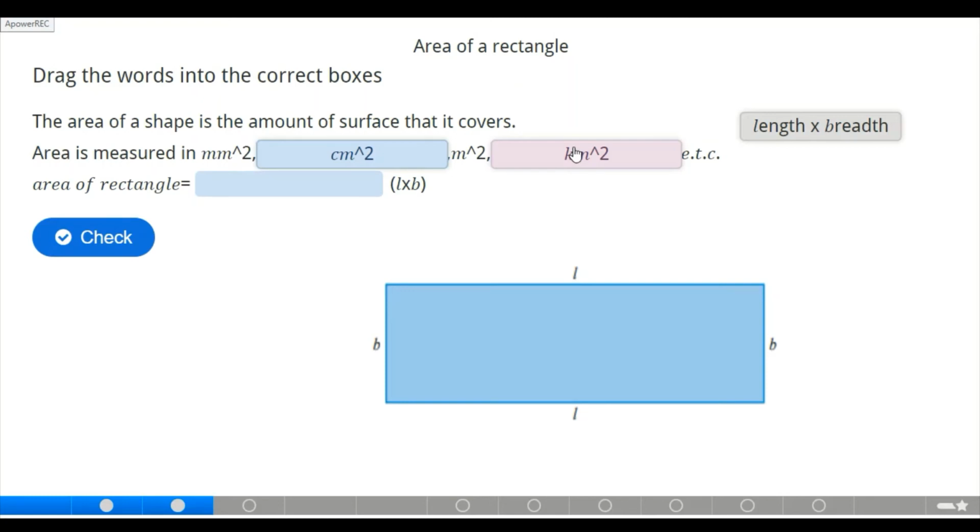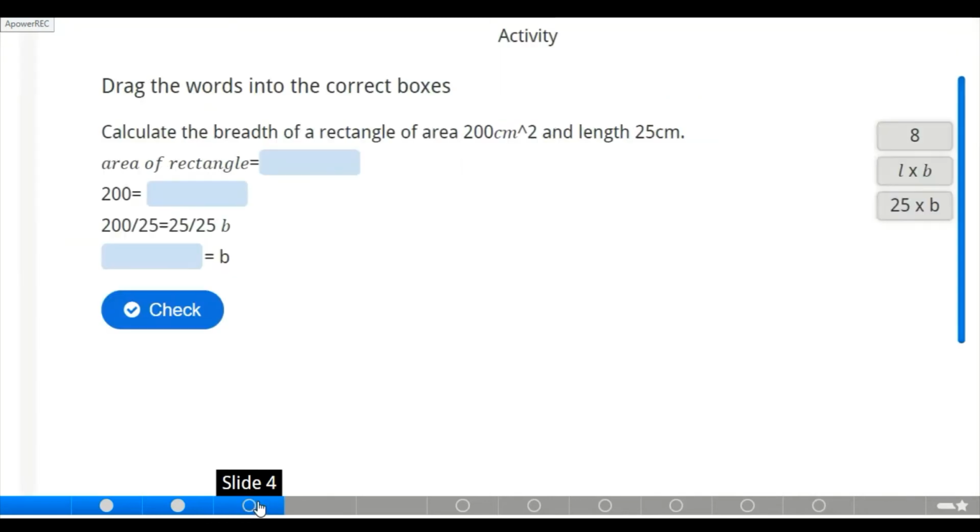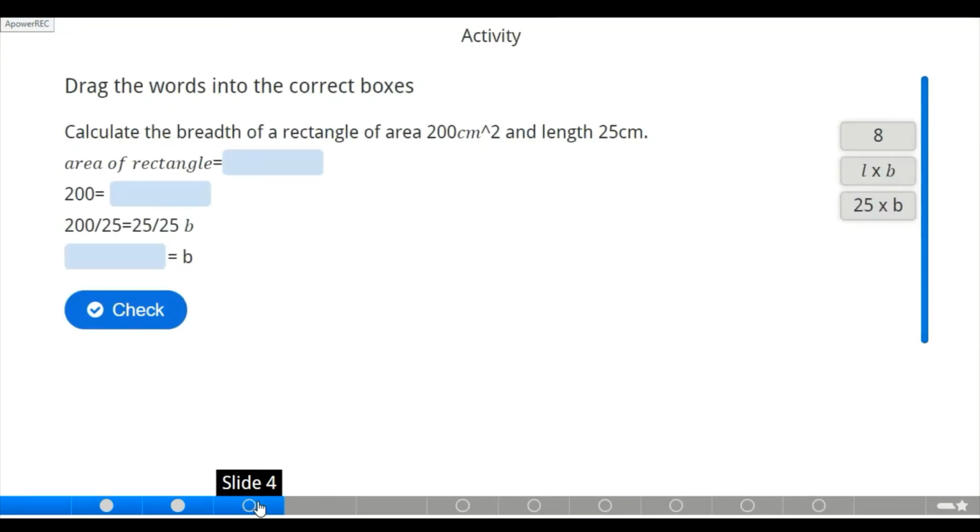Okay, so if we have a rectangle here, we have 2 lengths and 2 sides, which is the breadth here. If we want to calculate the area of a rectangle, it's going to be L times B, which is length multiplied by breadth, and that's the formula for calculating the area of a rectangle. Now let's look at the next activity that we have here.